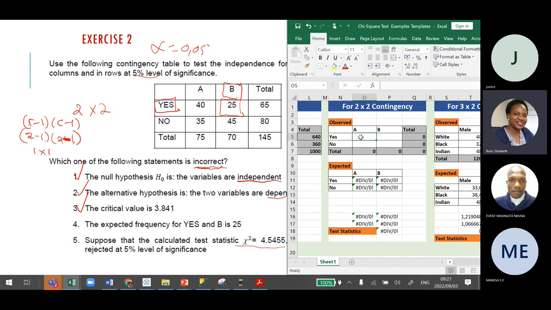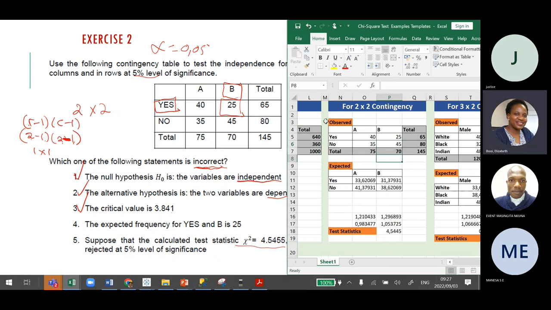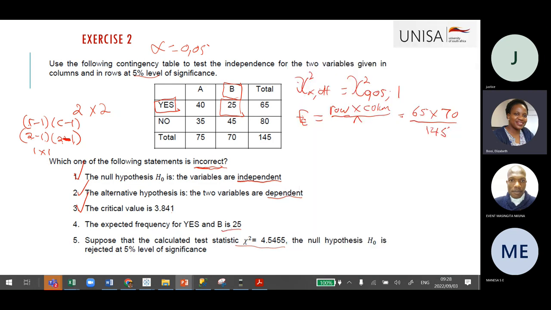So we need 40 and 25 and 35 and 45. And that gives us 145 as our grand total, and they are our expected values. Depending on how you calculated it, you should have received 31.38 for the previous one, the expected frequency for yes, which is 25 on this one. We know that it was incorrect.